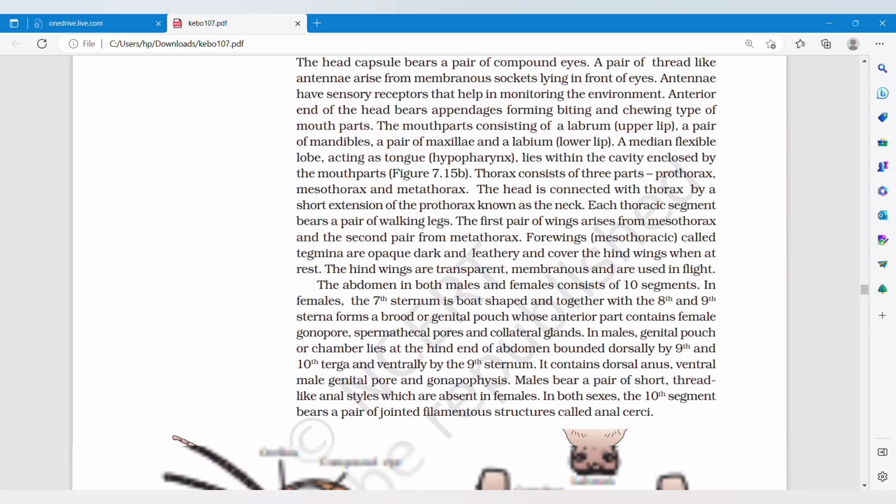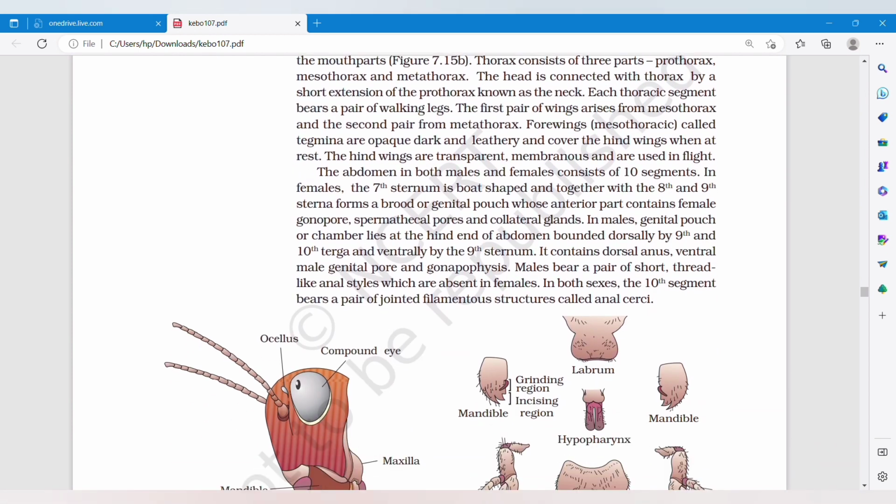The abdomen in both males and females consists of 10 segments. In females, the seventh sternum is boat-shaped and together with the eighth and ninth sterna forms a brood or genital pouch whose anterior part contains female gonopore, spermathecal pores and collaterial glands.